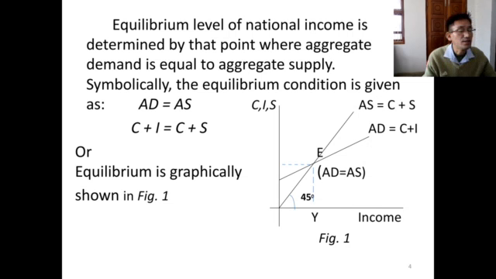In figure 1, the x-axis represents income and the y-axis represents consumption, investment and saving. As income increases, consumption, investment and saving also increase. We can see this from the graph. So let us see in detail.